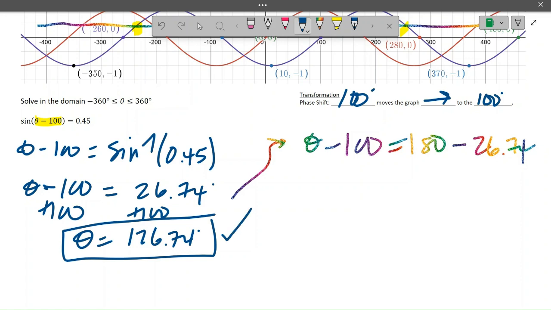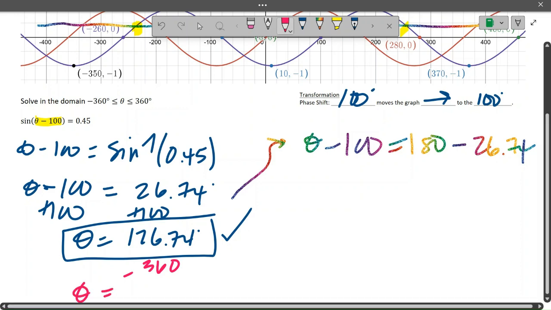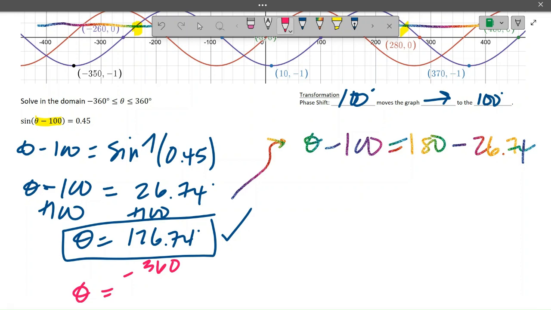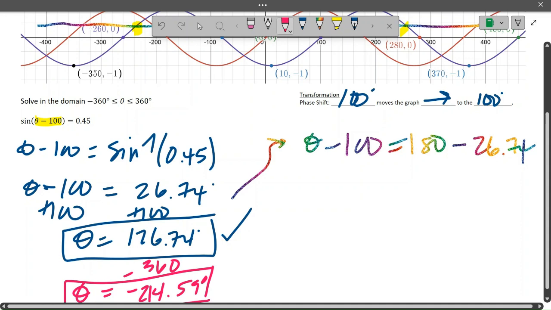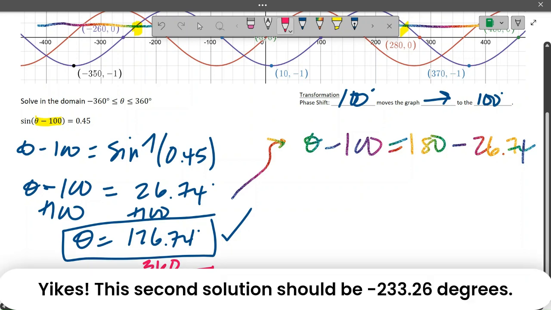Now, we are going to apply our property by either adding or subtracting 360. If I add it, I'm going to be over my domain, so I'm going to subtract it. So I'm going to subtract 360 from this, and I'm going to get my next value. So 126.74 less 360 gives me negative 214.59 degrees. And that is an answer within our domain. So these are both solutions. We're going to move over to the right now.